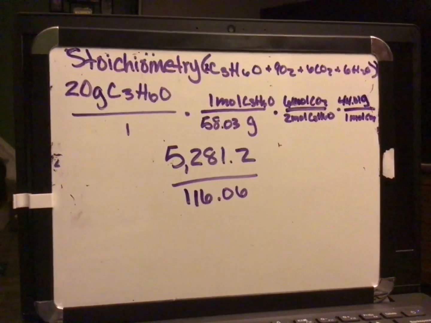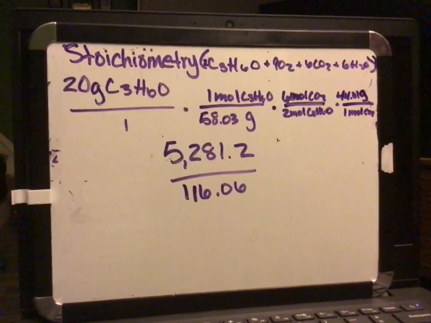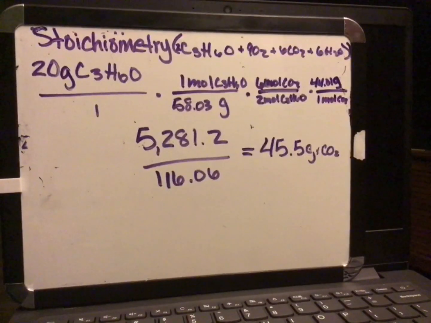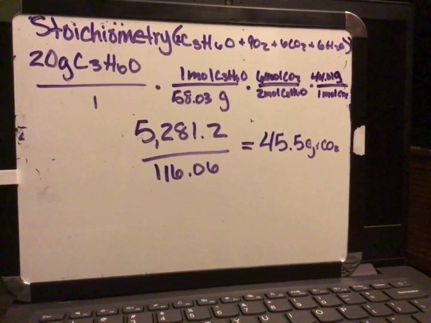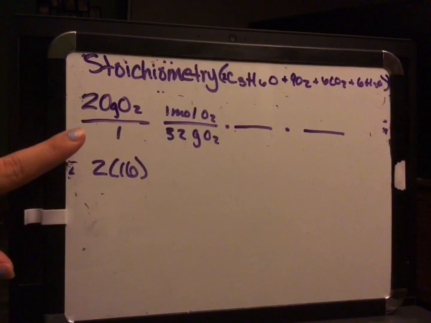And then after multiplying across top and bottom, we have 5,281.2 over 116.06. And then after dividing, we find that we have 45.5 grams of carbon dioxide for acetone. So now we're going to do the same thing, but with oxygen gas.